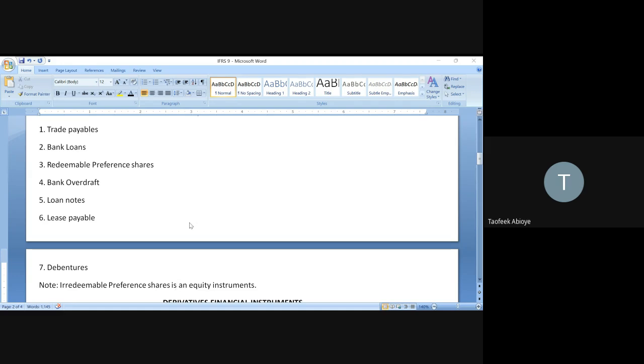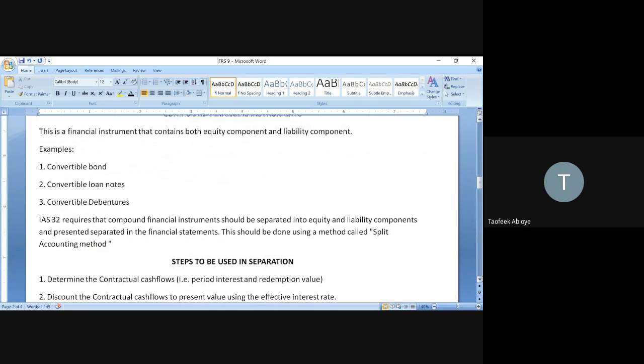Okay. So bank overdraft is a financial liability. Bank loan notes, all these things are loans, all these things are financial liabilities. When you have a loan note, they will just give you a certificate that the company is owing you, and in the next 5 years, they will repay you. It is called a loan note. Then we have lease payable, the opposite of lease receivable. Then we have debenture. So these are all financial liabilities. That is why I put irredeemable preference shares as an equity instrument.